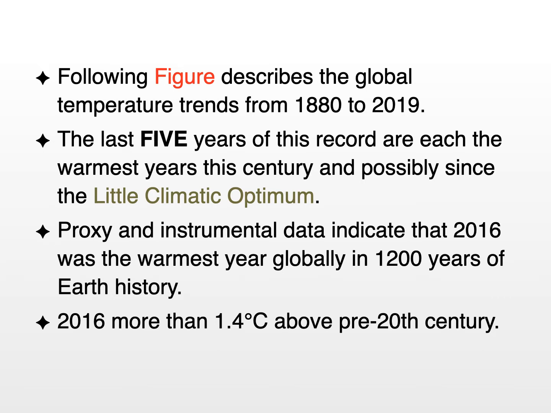And the trend is obvious on this graph. Temperatures are increasing. In fact, the last 5 years of this record are each the warmest years this century and possibly since the little climatic optimum. One particular year stands out, and that's 2016. It was the warmest year globally in 1,200 years of Earth history. 2016 was more than 1.4 degrees Celsius warmer than pre-20th century temperatures. And we're talking about the period from about 1851 to 1990 as pre-20th century.